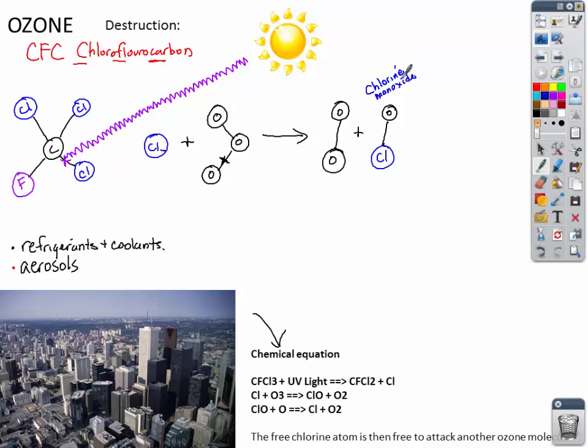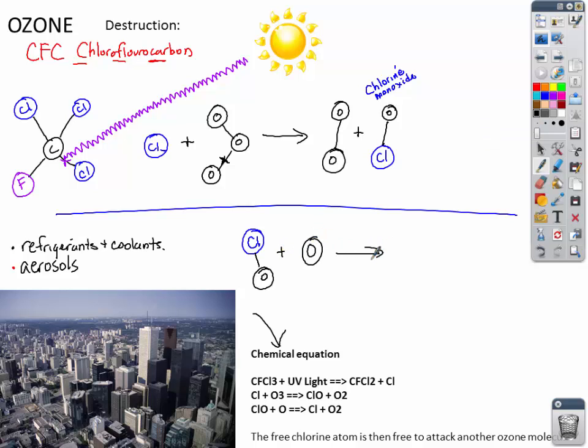Let's say our chlorine-oxygen bond, plus an O. When the chlorine monoxide bumps into a free oxygen, you're going to again free up that chlorine. And that's the big problem. Through this process, one chlorine molecule can destroy thousands and thousands and thousands of ozone molecules, hundreds of thousands of ozone.